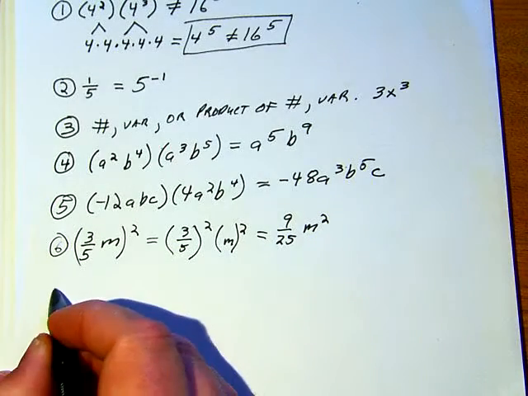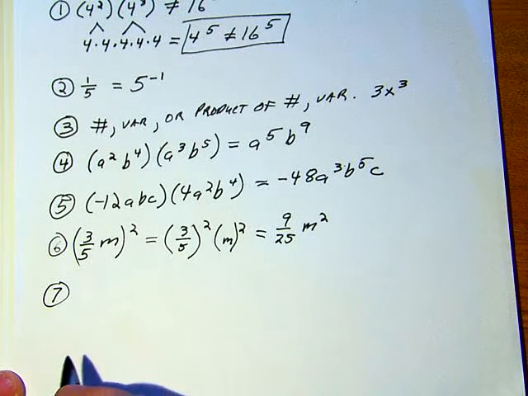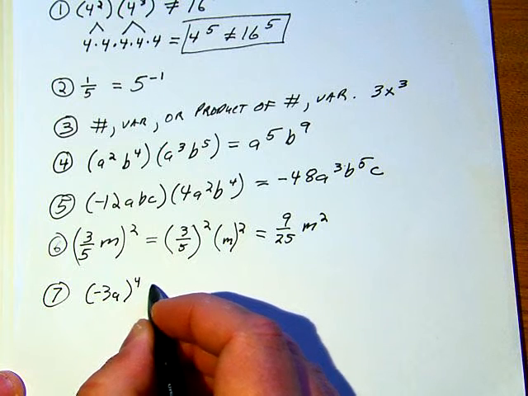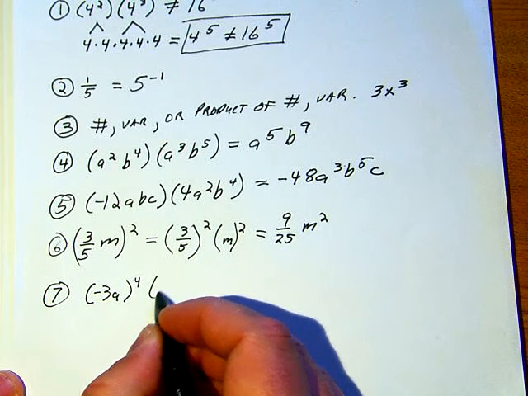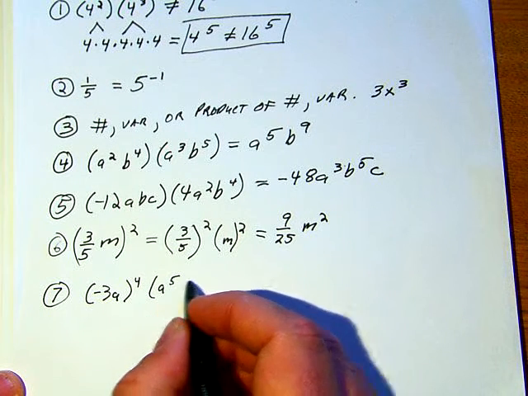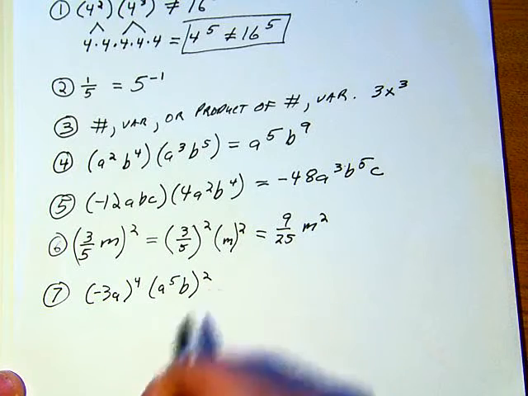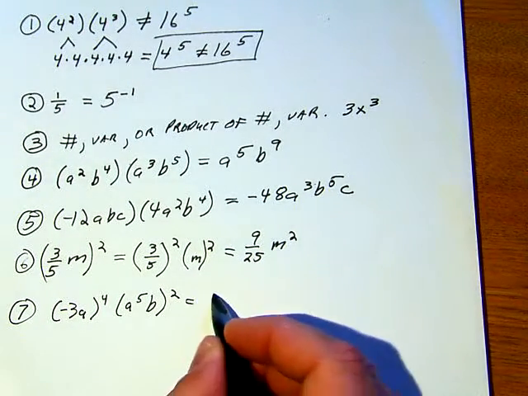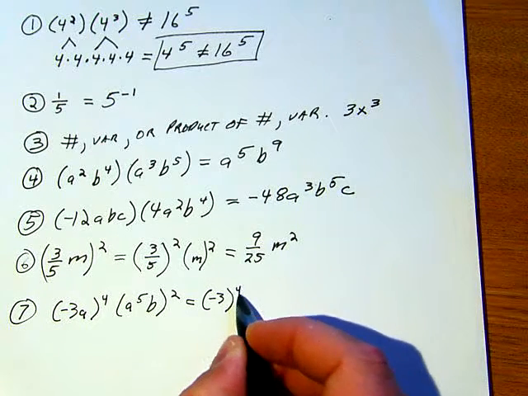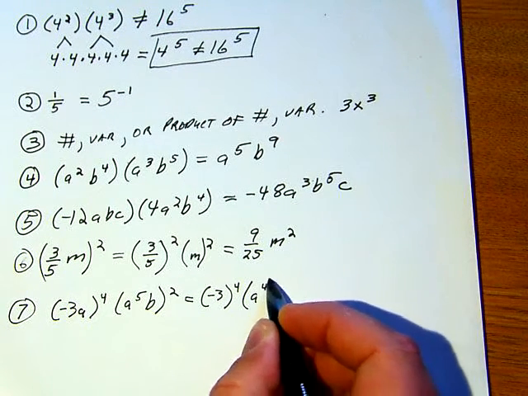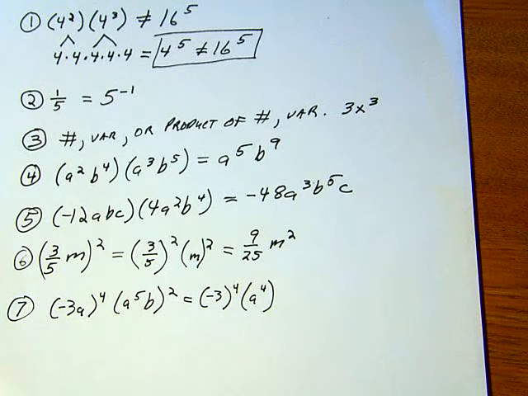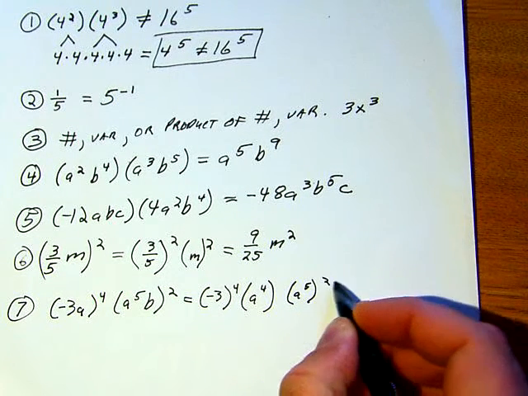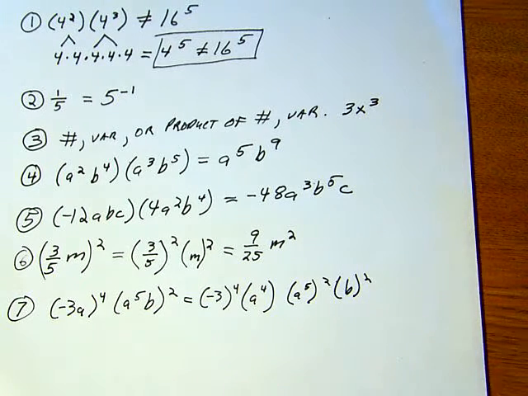Let's try number 7. Number 7, we got negative 3a raised to the 4th power times a to the 5th b raised to the 2nd power. Okay, I'm going to draw this one out a little bit. I'm going to make it negative 3 raised to the 4th power times a raised to the 4th power. Okay, and then a to the 5th squared and b squared.